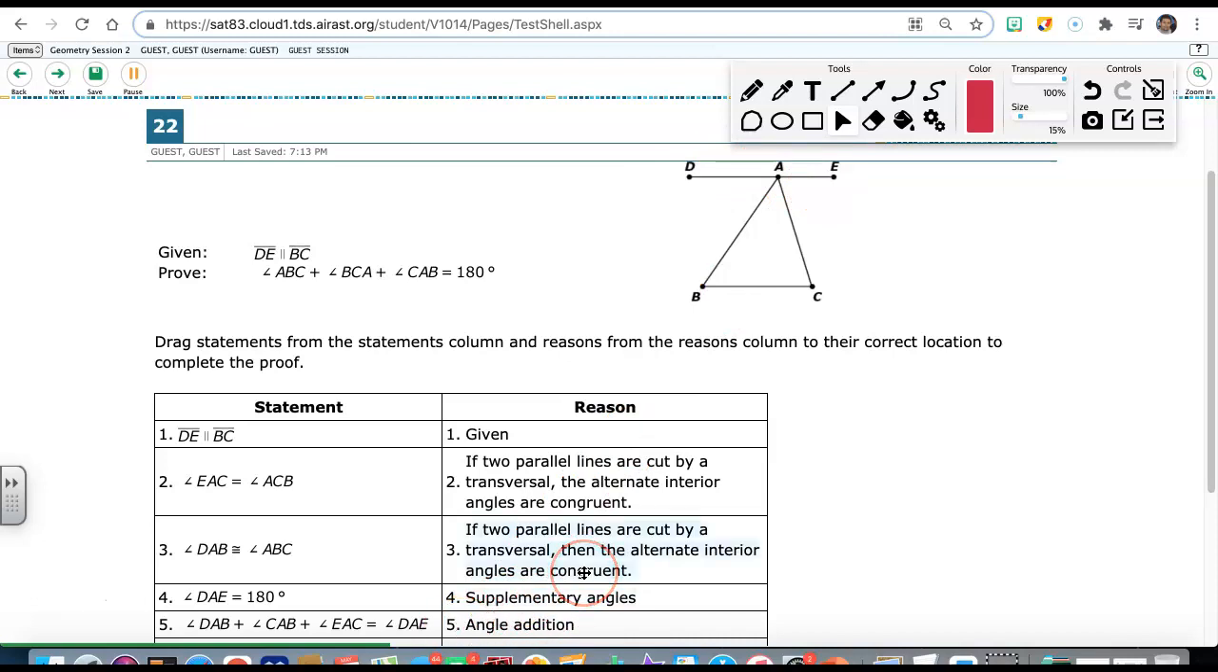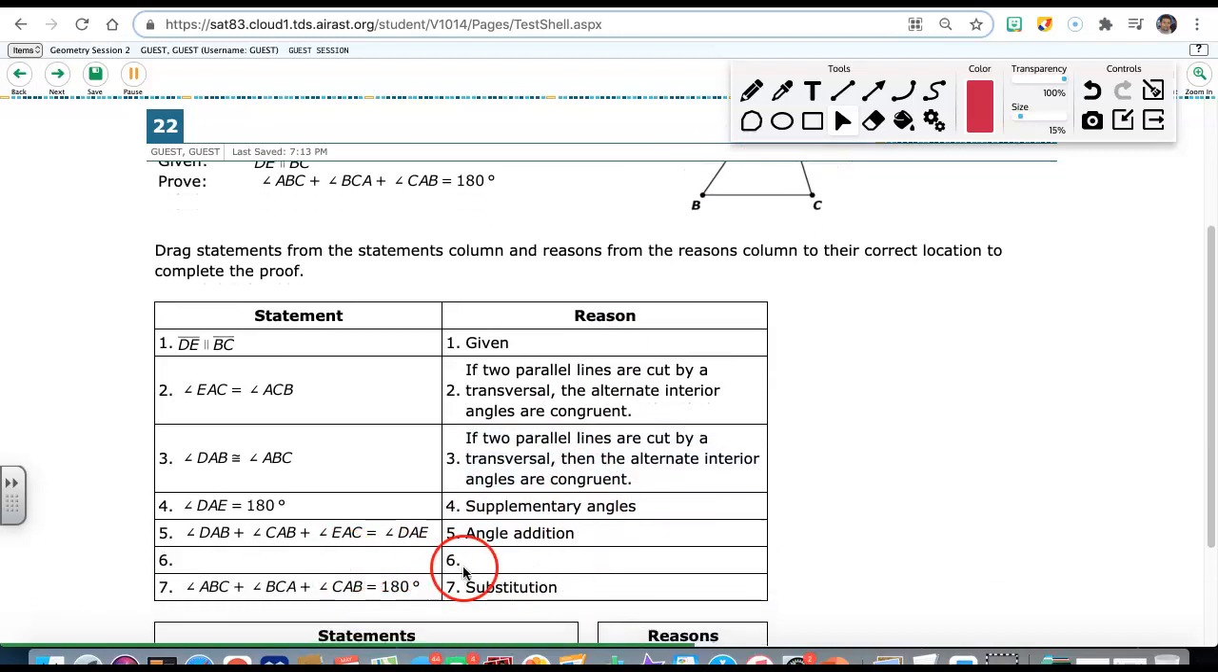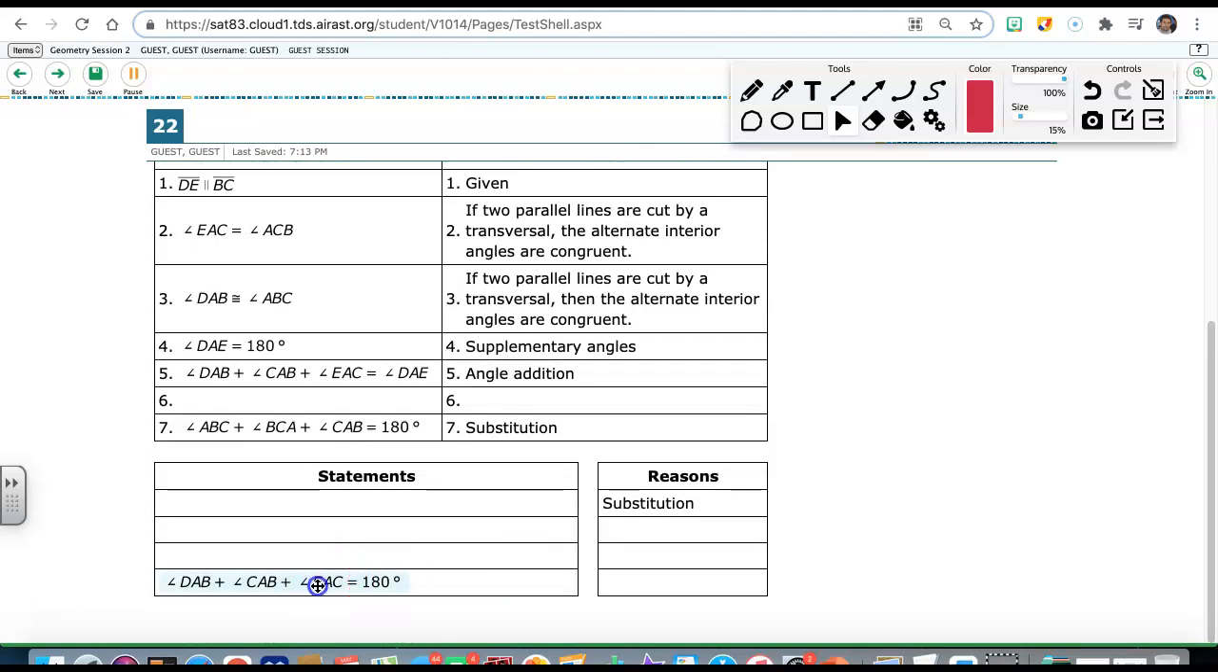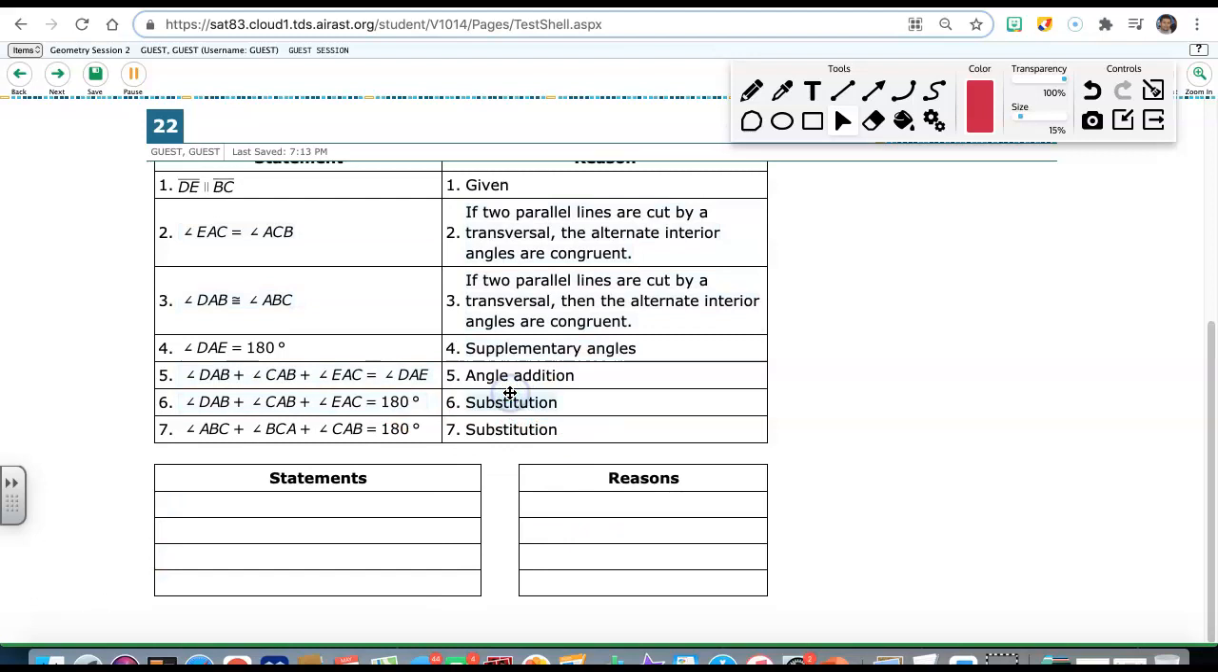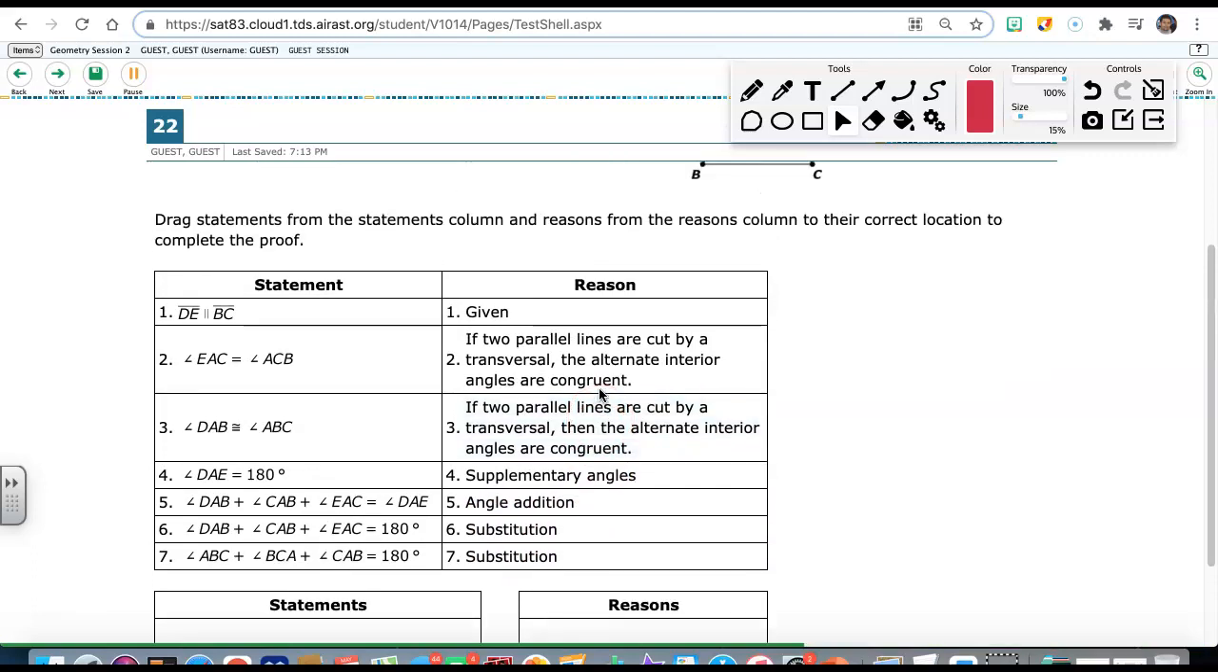My last one is, I have no idea, but there's only one reason. When you add the three angles and they equal 180, you're replacing. And that's substitution. Okay, you're substituting the angles. DAB plus CAB plus EAC equals 180. Why? Because remember, from the previous statement, we said that DAE was 180. On the last one, we replaced DAE by 180, and that's called substitution. We're substituting that answer. Nice.